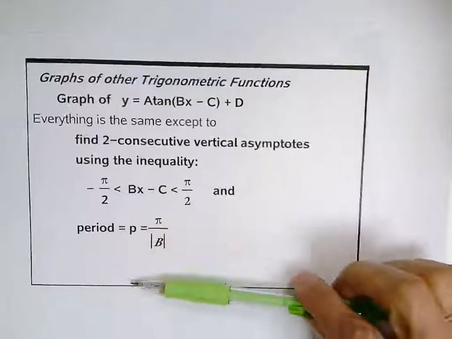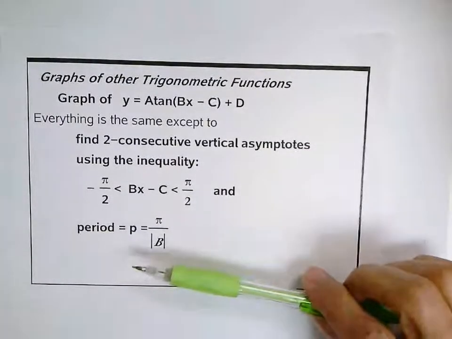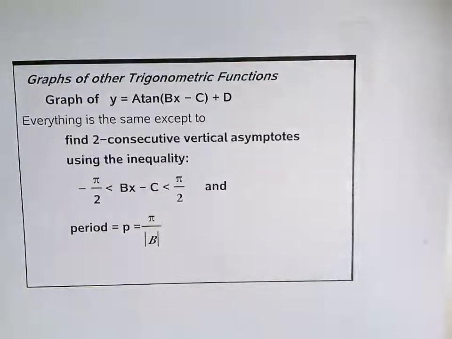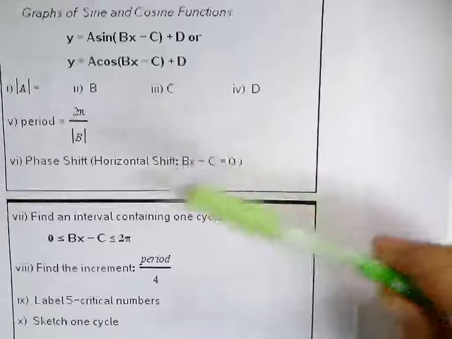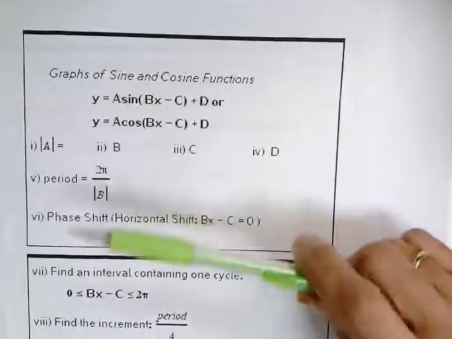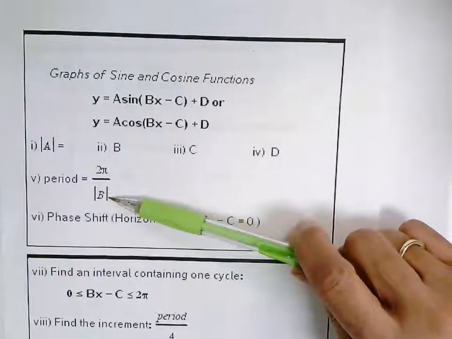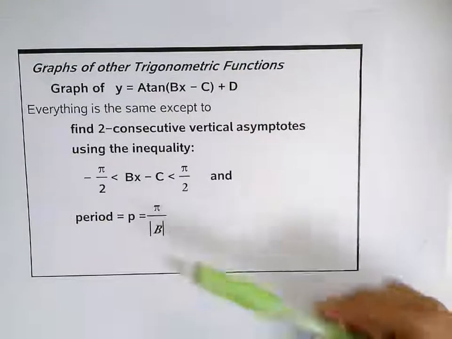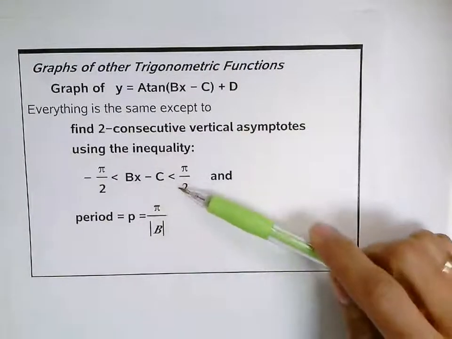And the period, remember the number of how many radians does it take to complete one cycle? The period this time will be pi divided by the absolute value of b. Whereas when we were doing the sine and cosine, the period was 2 pi divided by the absolute value of b. So you're going to have to remember that this time, here's our period, and this is our inequality.